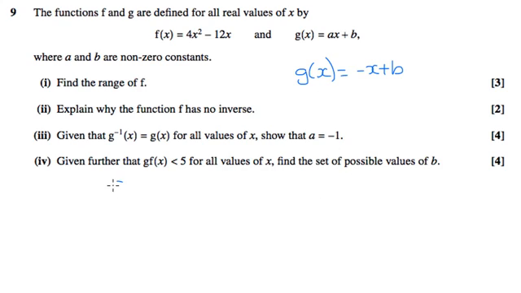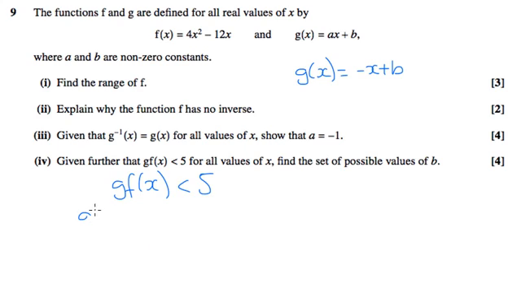We need to find g of f of x, which is going to be less than 5, we're told. And g of f of x is where we take f of x, and where we see x, replace that x with the f of x.